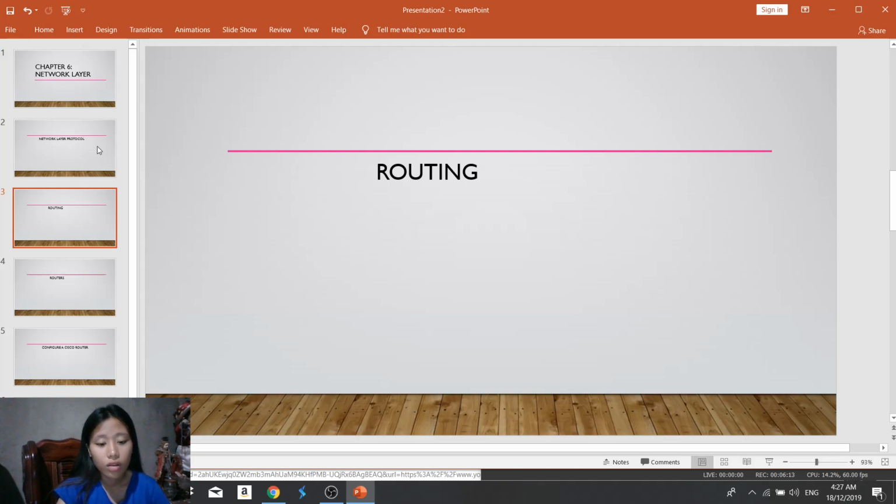For the local host, this is a host on the same local network as the sending host, so they share the same network address. And for the remote host, this is a host on a remote network, so the hosts do not share the same network address.